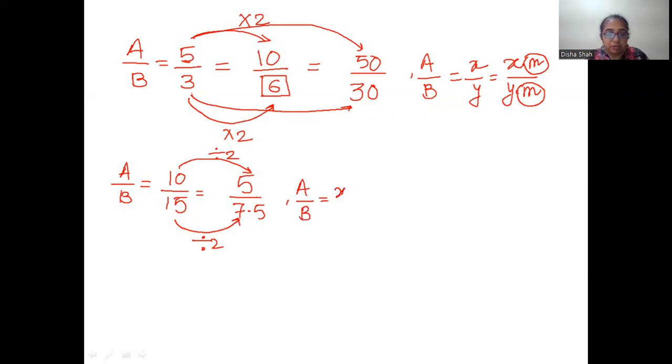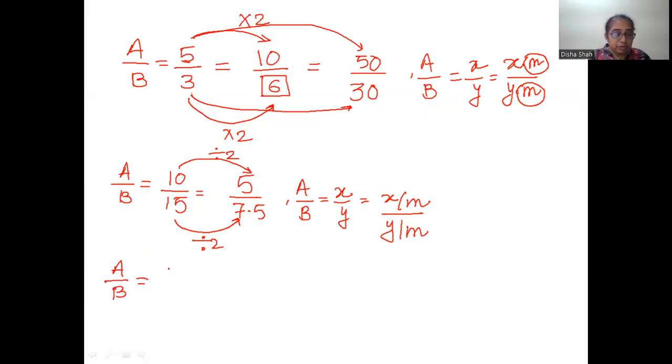Means अगर A by B की value x by y है, so that can also be written as x by m upon y by m. Ratios को आप divide भी कर सकते हो. But ratios cannot be added or subtracted. Ratio में आप addition या subtraction नहीं कर सकते.